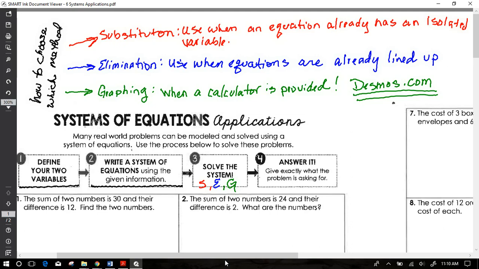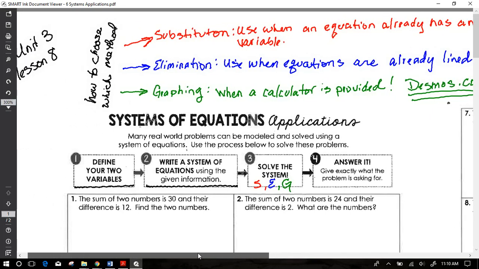And we are going to practice this using Desmos.com. We did talk about Desmos and use it just a little bit last semester. This semester, we're really going to start using it a lot more. So let's come on down and start practice problem number 1.